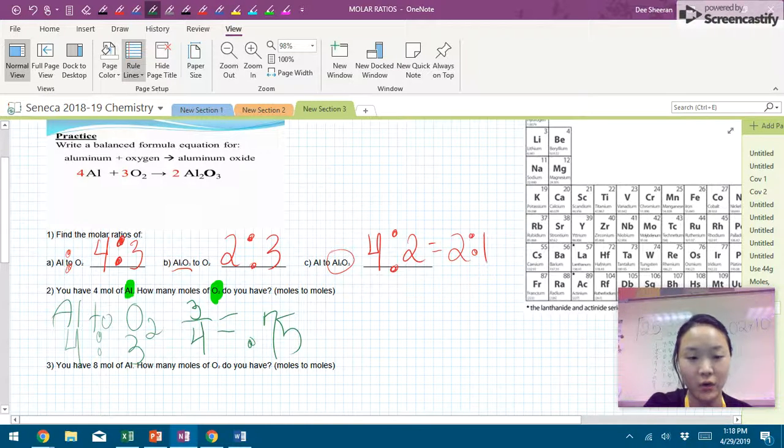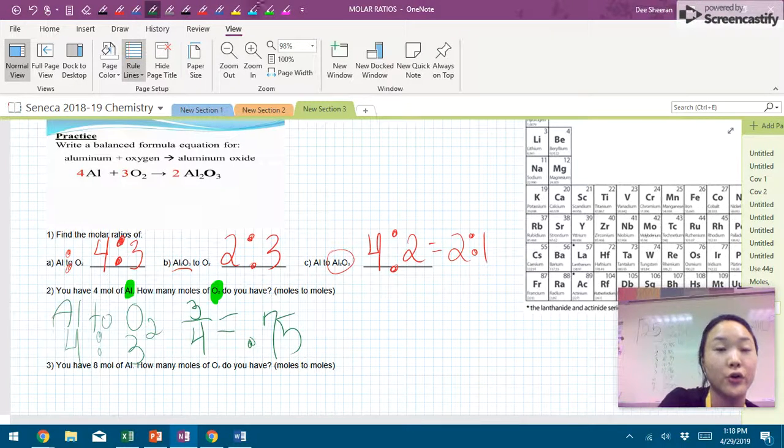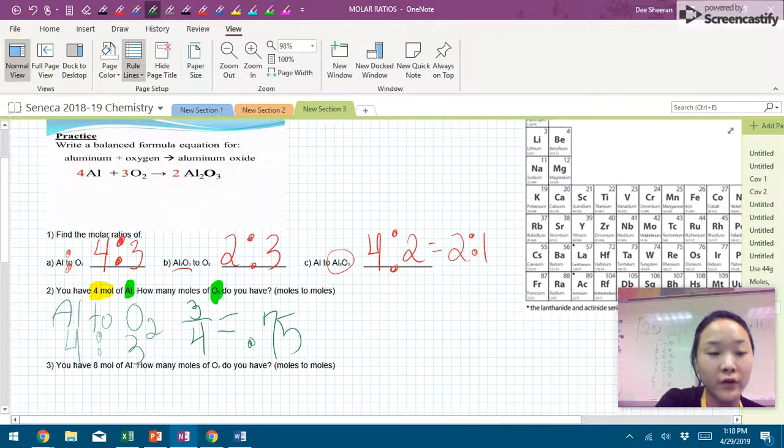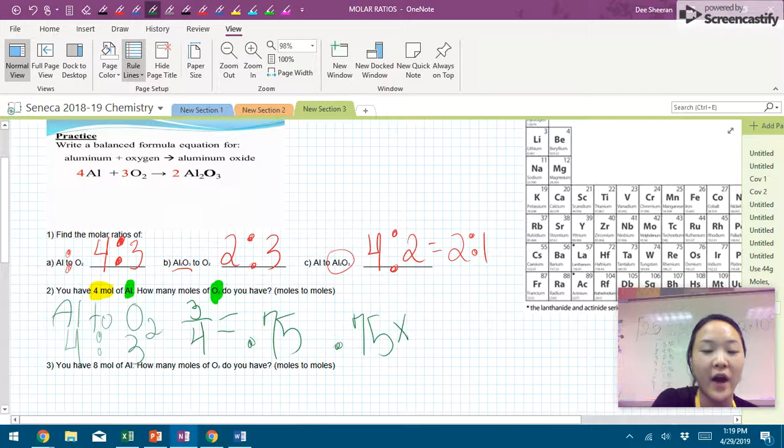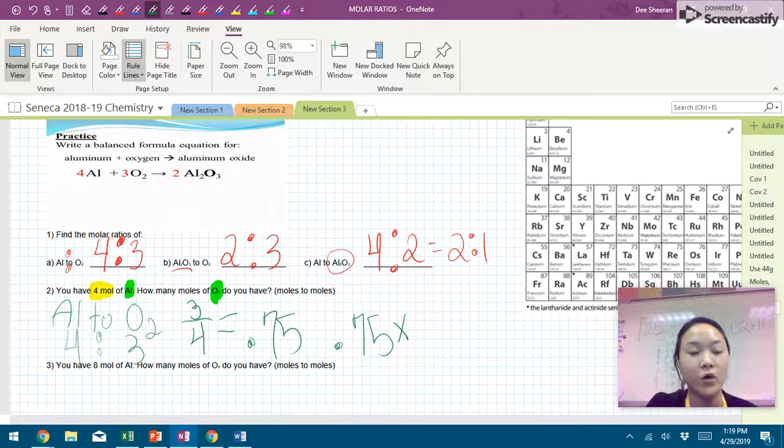Okay. So now that you have this value, you're going to actually go back to the value I gave you in your problem. So in your problem, it says 4 moles. Okay? We have 4 moles of Al. So what you're going to do is you're going to multiply 0.75 times this given value. This is called your given value. Your given value is always going to be the only other value that I give you in a question. So for this one, you have 4 moles.